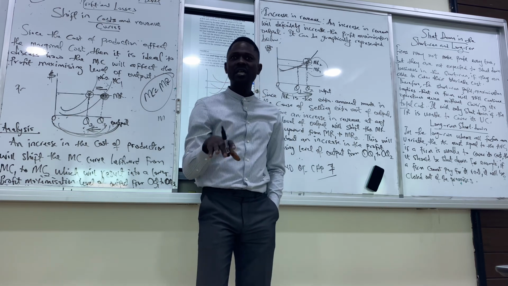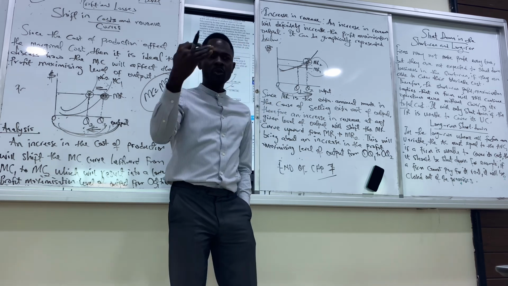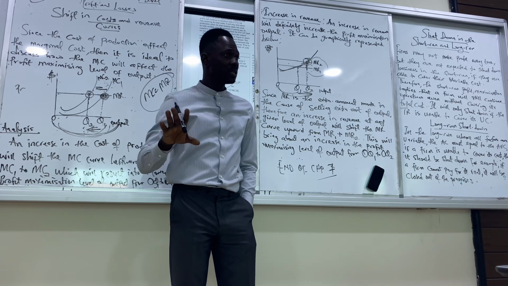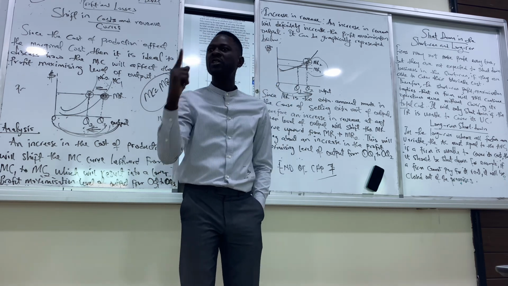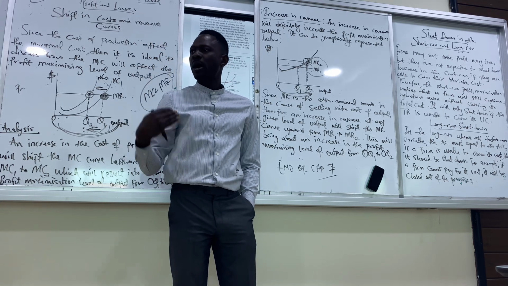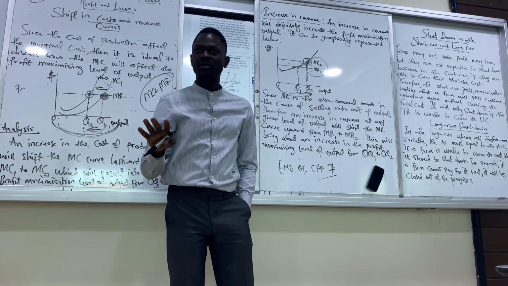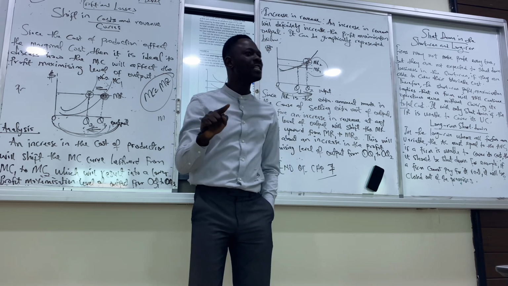A short run means we have a fixed factor of production. That is what a short run means. That all the factors we use as input, we have one that is fixed in the short run. So the one that is fixed in the short run, there's nothing we could do about it. So if we are making a loss in the short run, it doesn't mean that we should shut down. A loss in the short run does not mean a shut down in the short run.